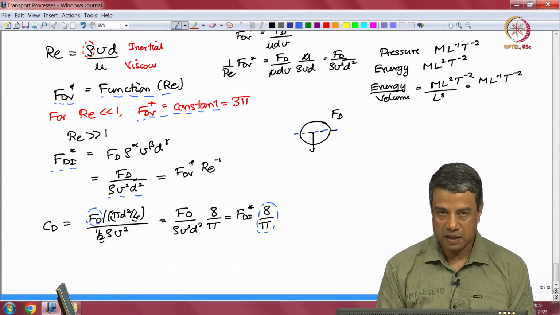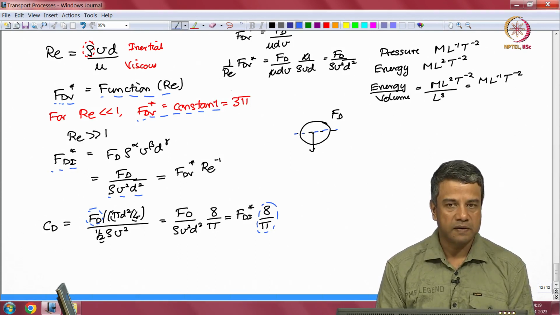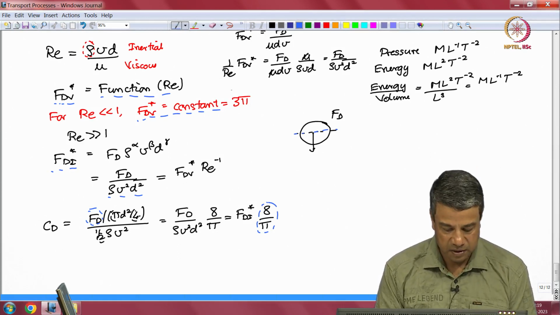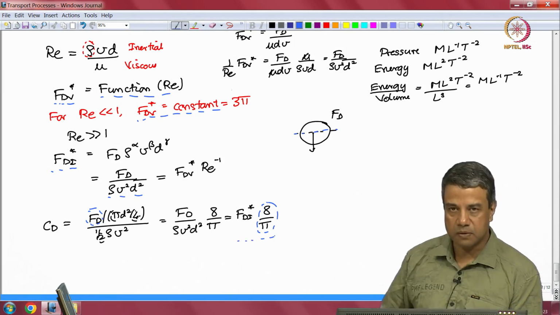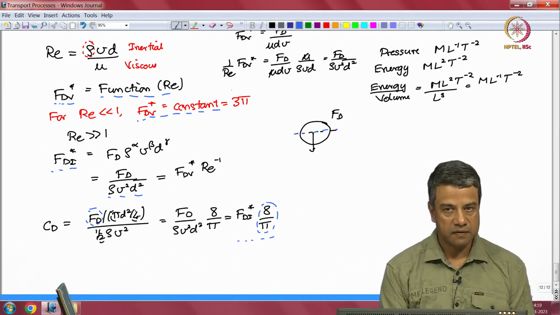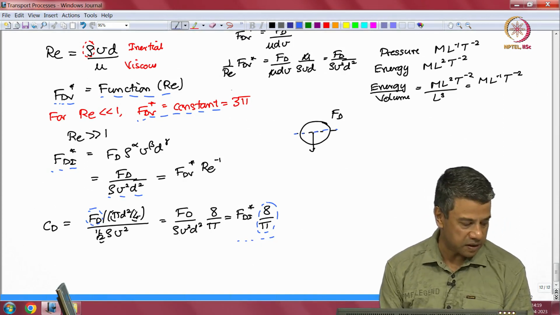Divide that by the kinetic energy per unit volume, and that is defined as the drag coefficient. It is, within a proportionality constant, just equal to the inertial scaling of the drag force, within a proportionality constant.